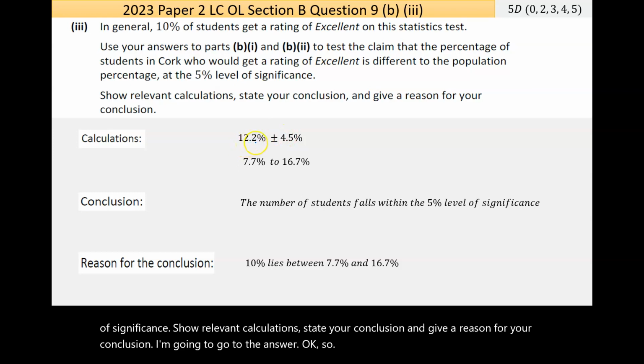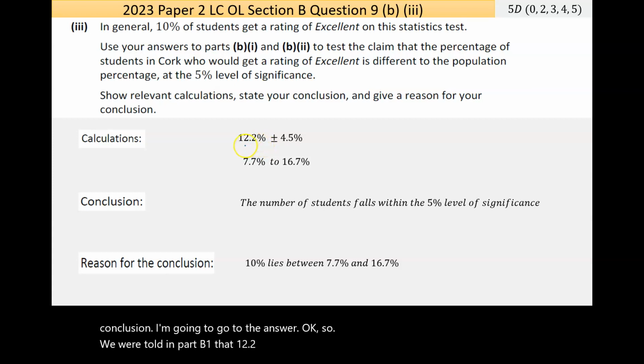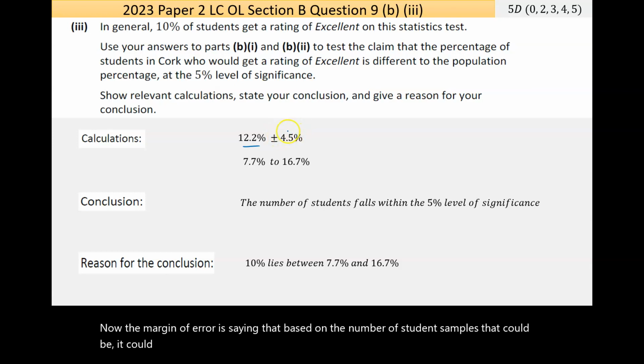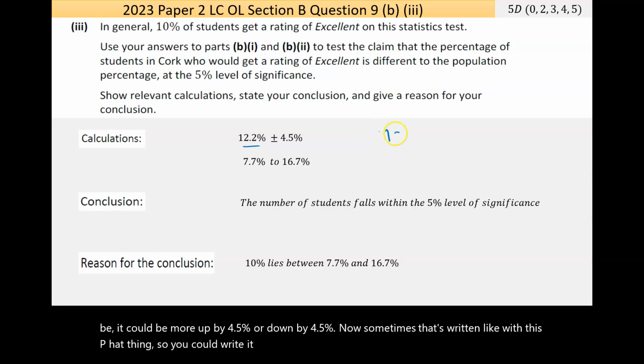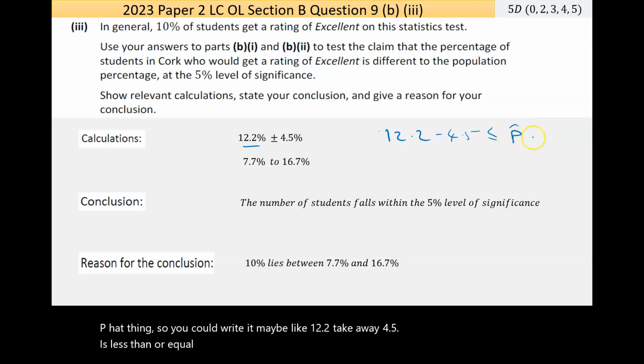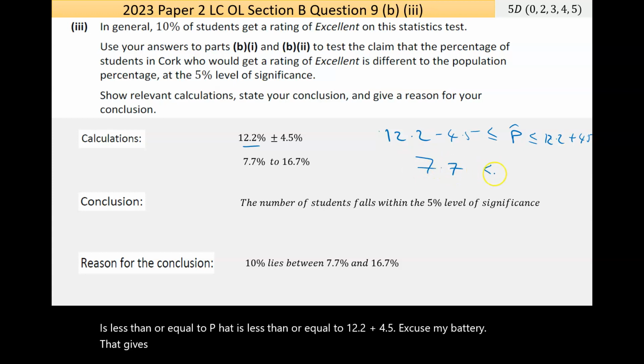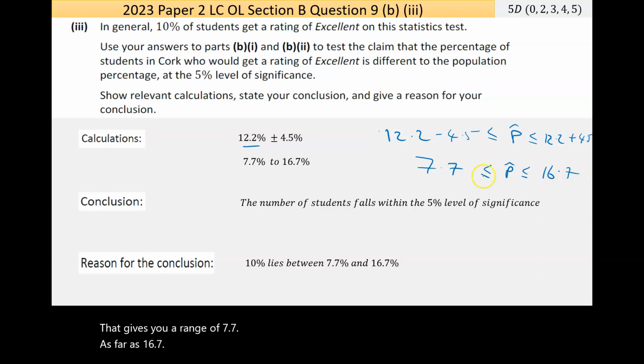So we were told in part B1 that 12.2% of students got a rating of excellent. That's what we calculated. Now the margin of error is saying that based on the number of students sampled, that could be up by 4.5% or down by 4.5%. Now sometimes that's written with this p hat thing. So you could write it maybe like 12.2 take away 4.5 is less than or equal to p hat is less than or equal to 12.2 plus 4.5. Excuse my bad writing. That gives you a range of 7.7 up as far as 16.7. That's it. That's the calculation.